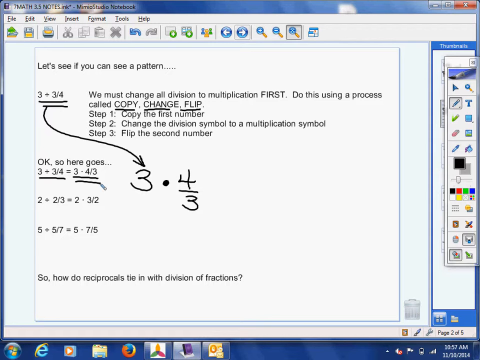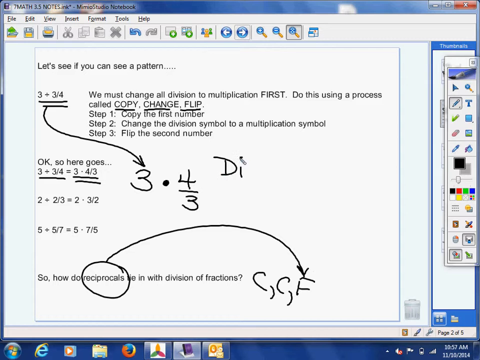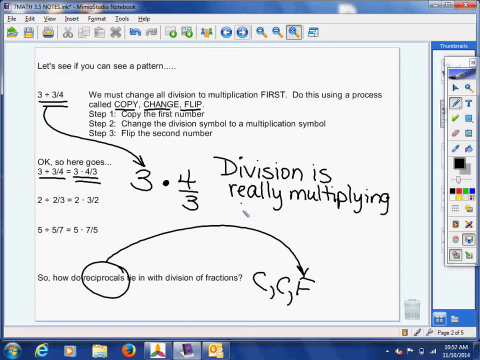The copy, change, flip. You're exactly right. And which part of it are the reciprocals? Flip, right? Because what are we flipping? The other number, the fraction, or whatever the other number is. And when we flip the other number over, we call that the reciprocal. So division is really multiplying by the reciprocal.